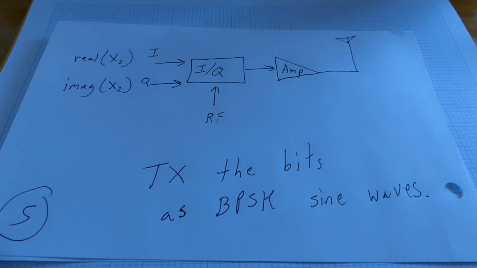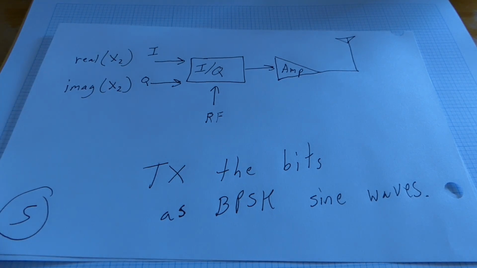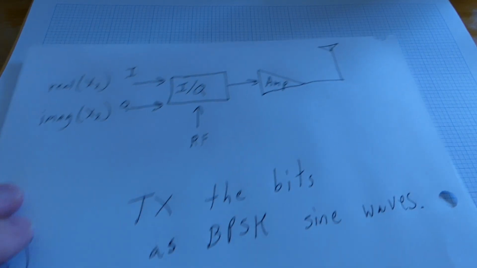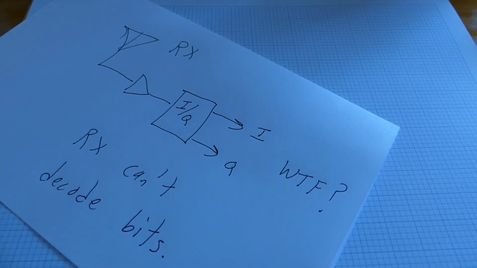Alright. So we got our 2048 vector of time domain samples. We'll take the real of that vector and we'll make that into the I stream. We'll take the imaginary of the vector and that will be the Q stream. Send those vectors to the IQ modulator at some RF carrier and amplify it, and out the antenna it goes. We transmitted our 2048 sine waves. Simple, right? That's basically OFDM in a nutshell.